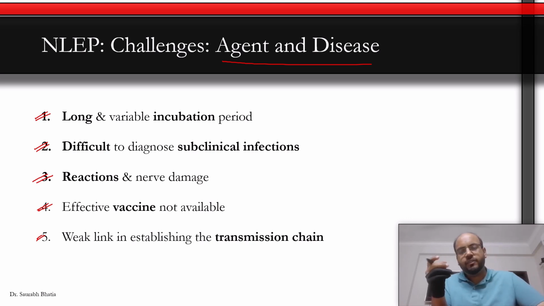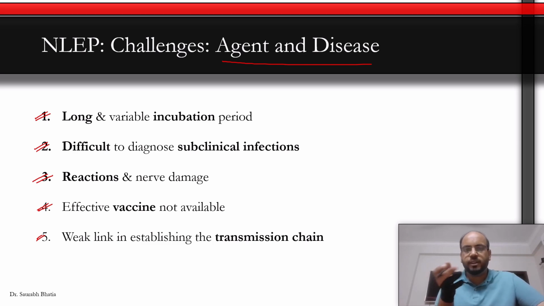Remember in COVID, if any person had COVID, we used to ask them who all persons came into contact with you in the last 7 to 10 days, isn't it? So that is known as contact tracing. In leprosy, it is very, very difficult. Because of the long incubation period and subclinical infections, a patient might come into contact with a lot of people and you cannot have good contact tracing. So a proper transmission chain is not established, and that makes it difficult for NLEP to work.